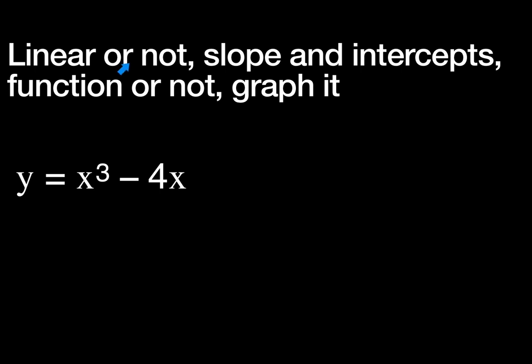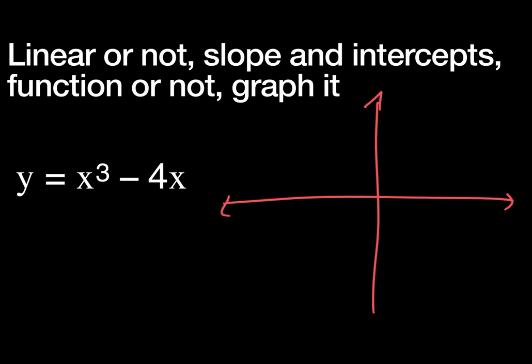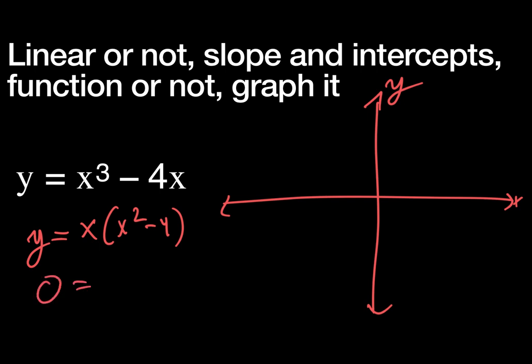Linear or not? This is not linear because x has a power. Slope and intercepts. Well, if it's not linear, it doesn't have slope. But we can find intercepts. In other words, where on the xy axis does it equal 0? Where does it cross? First thing I did is I factored an x out of both of them. This equals y. And I'm wondering, when does y equal 0?